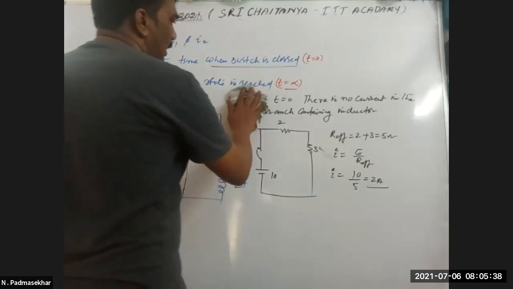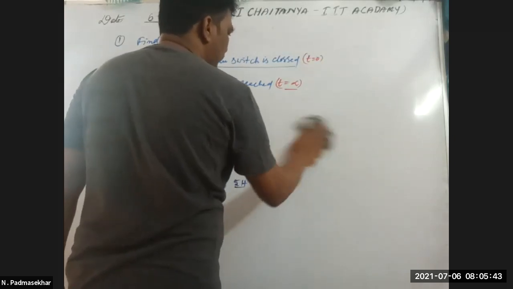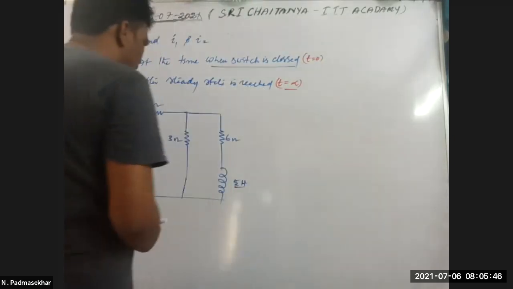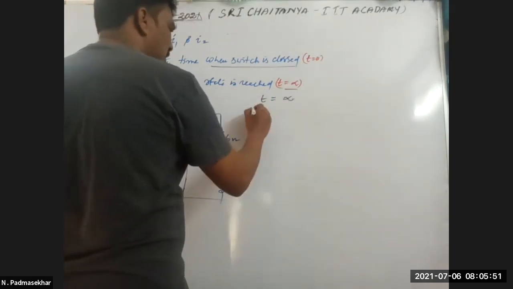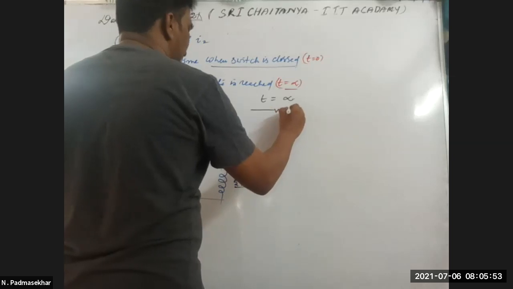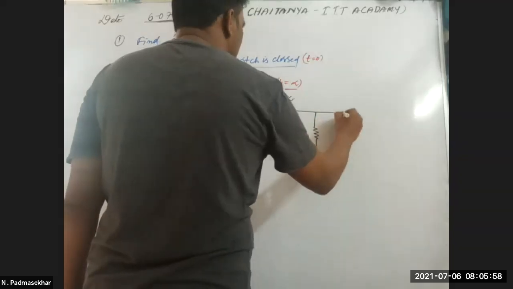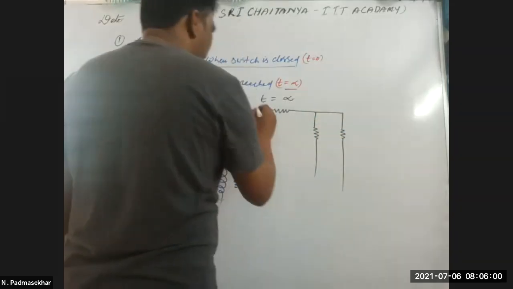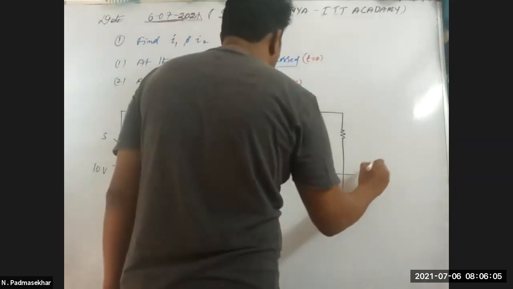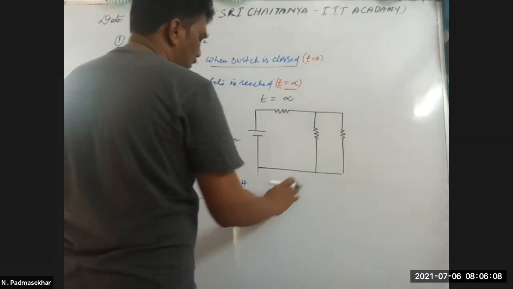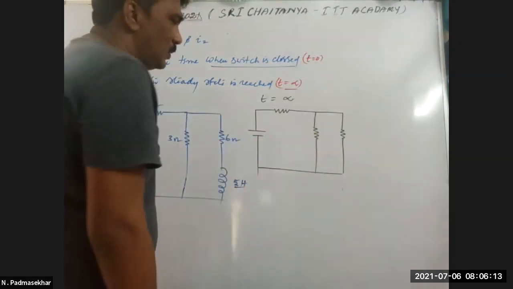See, at t equal to infinity, this is a 2, here there is a 3, and this is 6. So here the inductor has no role, the inductor plays no role at t equal to infinity.